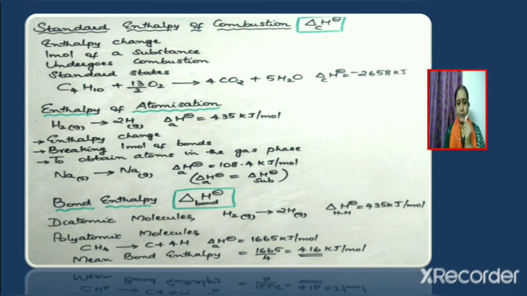So 435 kJ of energy is required to break 1 mole of bonds present in 1 mole of hydrogen. Now for polyatomic molecules like methane CH4, we can write the equation as CH4 giving C + 4H. And in this case, enthalpy of atomization is equal to 1665 kJ/mol. So what will be mean bond enthalpy equal to? It will be equal to 1665 divided by 4, which is equal to 416 kJ/mol.